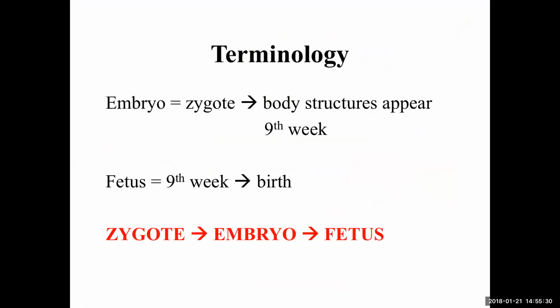And this is reinforcing the terminology. Embryo is from the zygote, as soon as we have the fusion of the egg and the sperm, from the first division up until the appearance of body structures, which is about the 9th week. And then we use the term fetus from the 9th week until birth. So zygote, embryo, fetus.